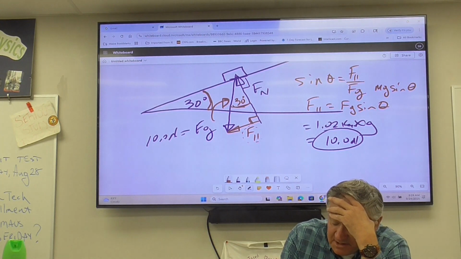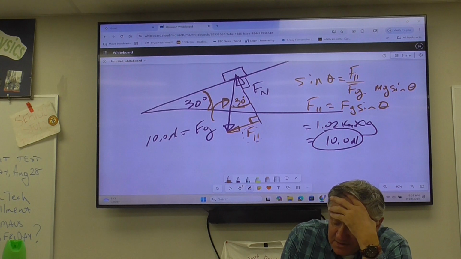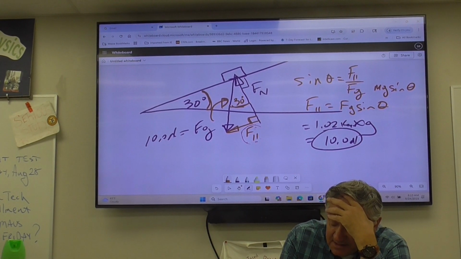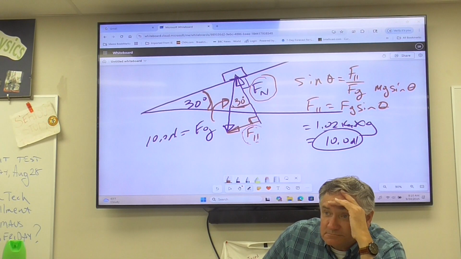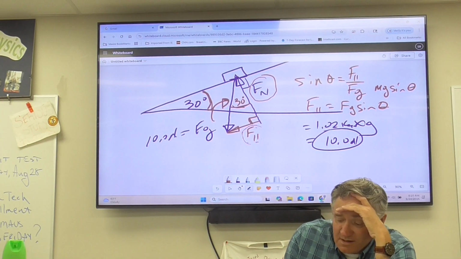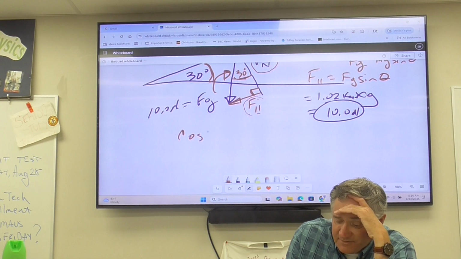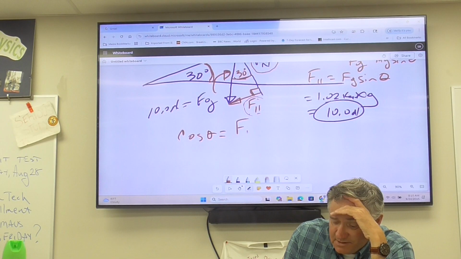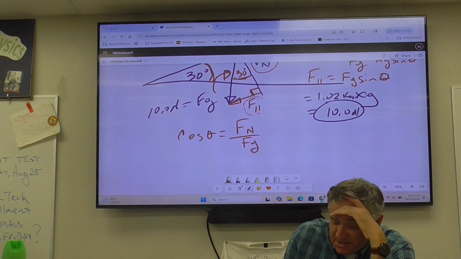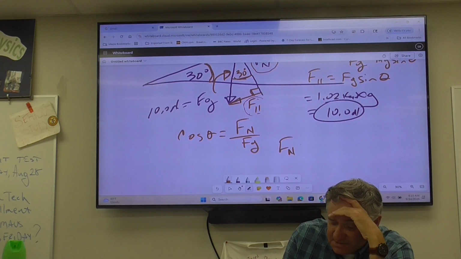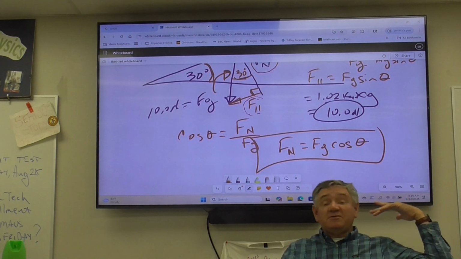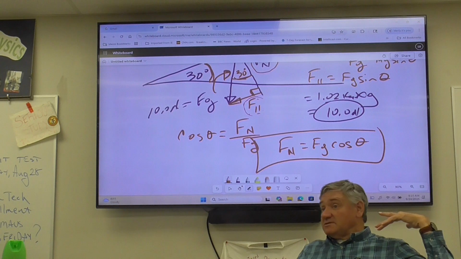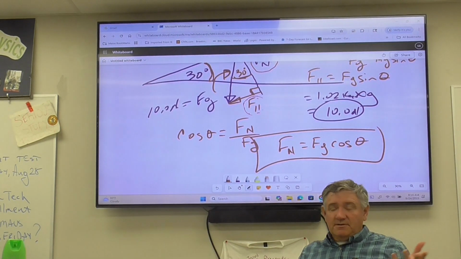So Louise, since you're on a trig roll, if I used sine to find the side opposite, what could I use to find my force normal? Cosine. Yeah. So then the cosine of theta is going to equal the normal force over Fg. So then your normal force equals Fg cosine theta. So remember when we started, I said, hey, I'll show you where this equation comes from. This is where the equation comes from. Okay, it's a geometric function.